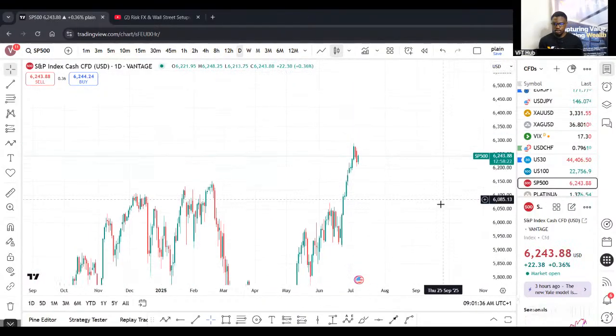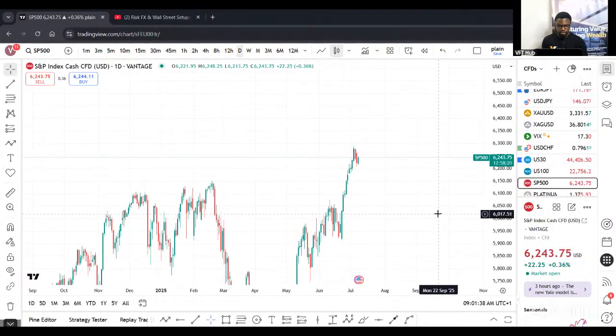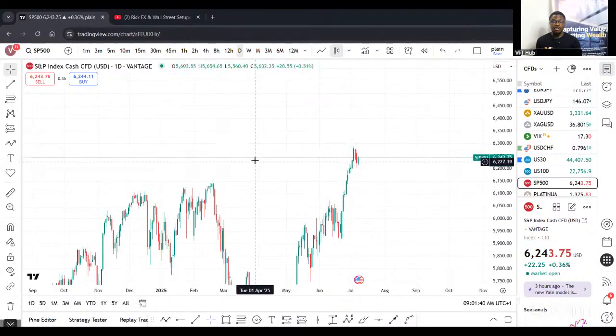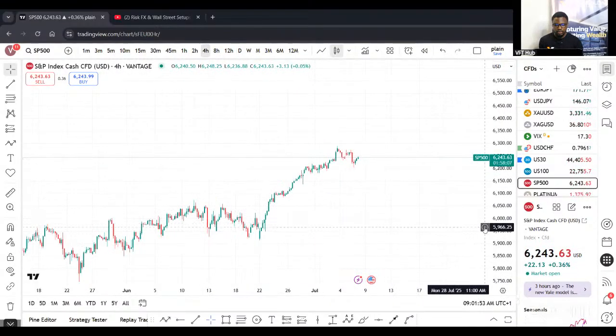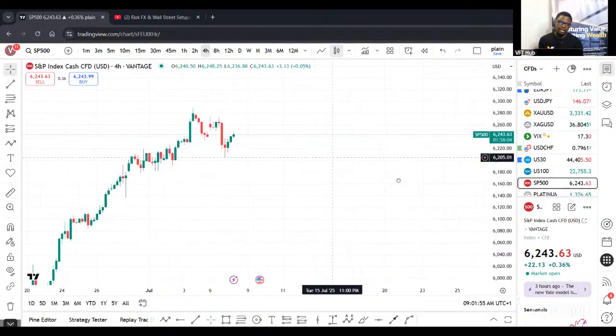All right, moving to S&P 500. S&P 500 is also very much bullish on the daily time frame. We saw a minor retracement on Friday and Monday, but now it's very much bullish. It's beginning to recover all of the losses it had.